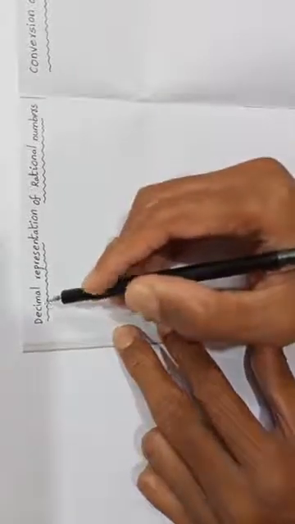So today we are going to discuss decimal representation of rational numbers. Decimal representation of rational numbers means we can convert the rational numbers into decimal form. So you can take any decimal like that.